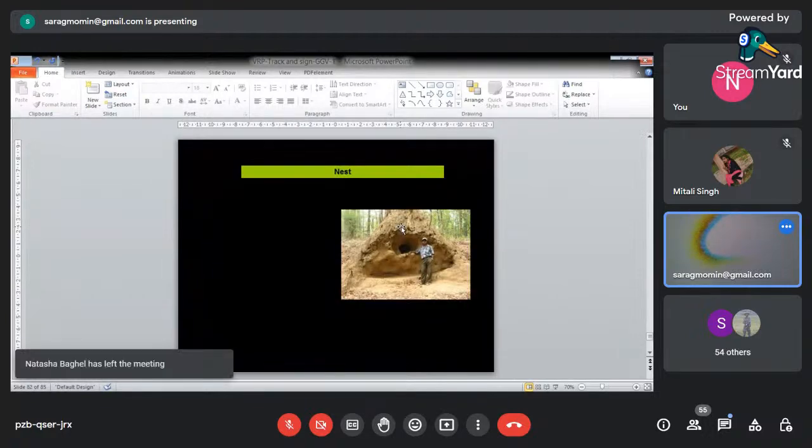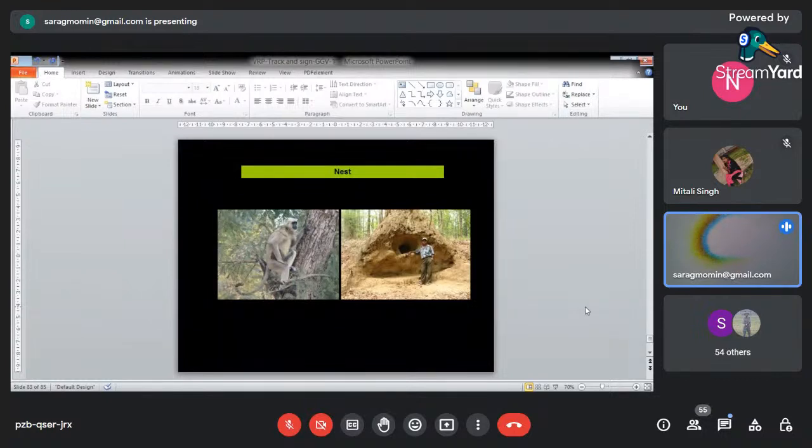Another nest. It's a kind of nest made by wild animals in Achanakmar area, in your area. This was made by Hanuman langur. This is a nest for taking rest during day hours. This was made to avoid extreme heat.